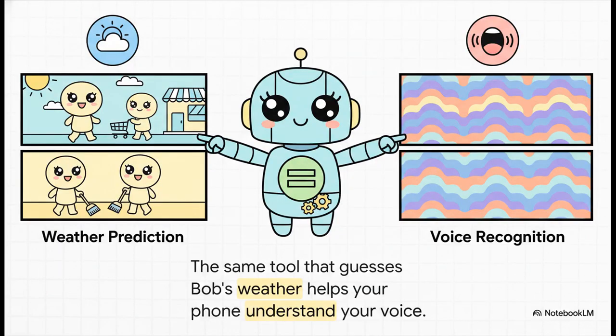And really, that's the big takeaway here. The very same statistical detective we used for our simple weather game is what allows your phone to translate your speech into text. A hidden sequence of weather, a hidden sequence of words. To the Hidden Markov Model, it's all just a path waiting to be found.